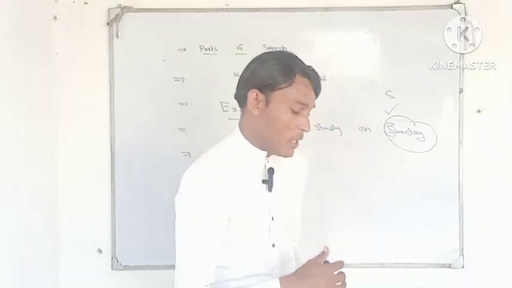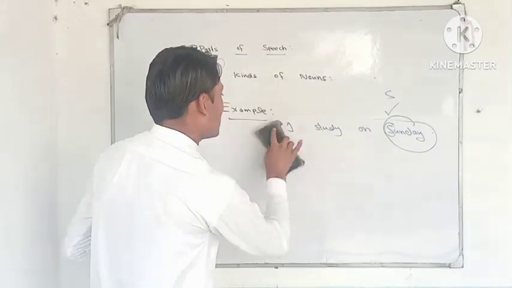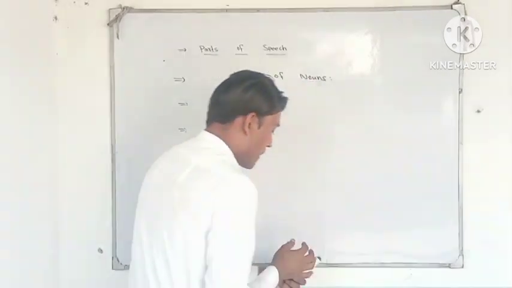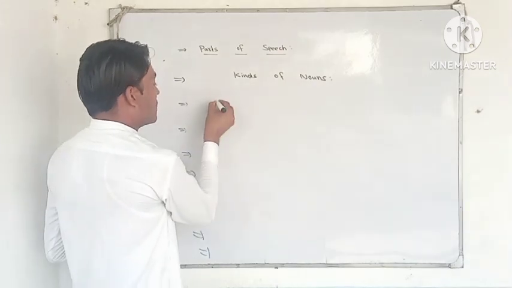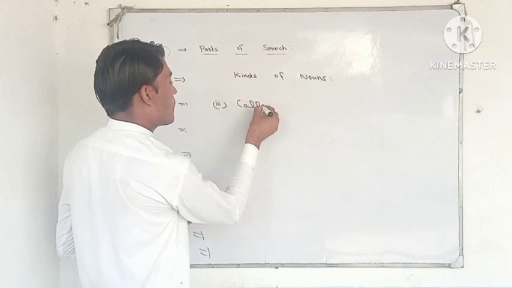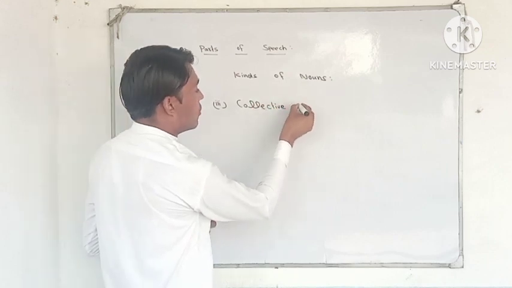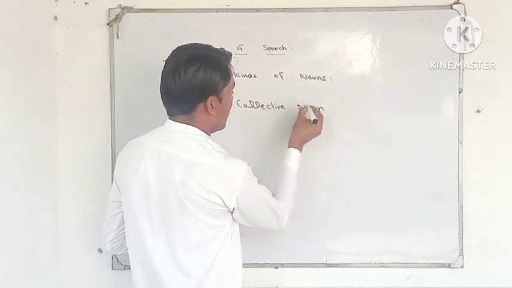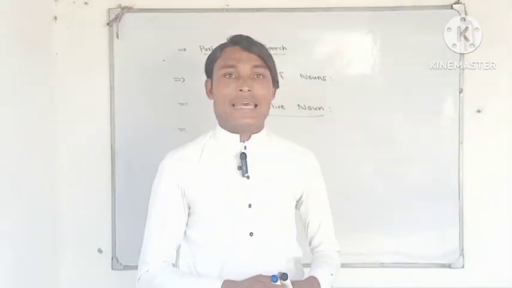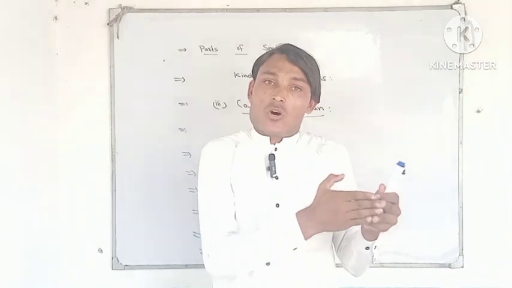Now let's talk about another noun. Noun number three is called collective noun. What does collective noun mean? A collective noun is the name of a collection of persons or things.